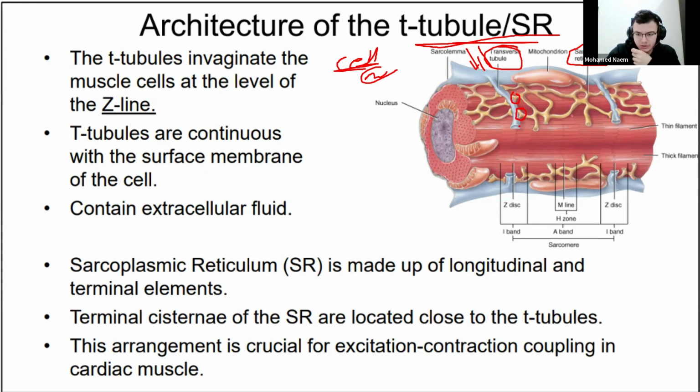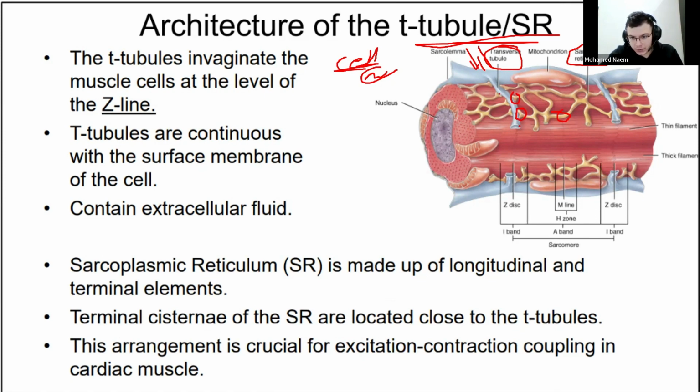That means this is the longitudinal element, and these are the terminal ones. The terminal ones are very close to the transverse tubule, and these are the longitudinal elements. Just the two components. Honestly, I don't think you're going to get asked about it, but just know it. It's on the slides. The terminal cisternae of the SR is located very close to the T-tubule. Again, I emphasize that here.